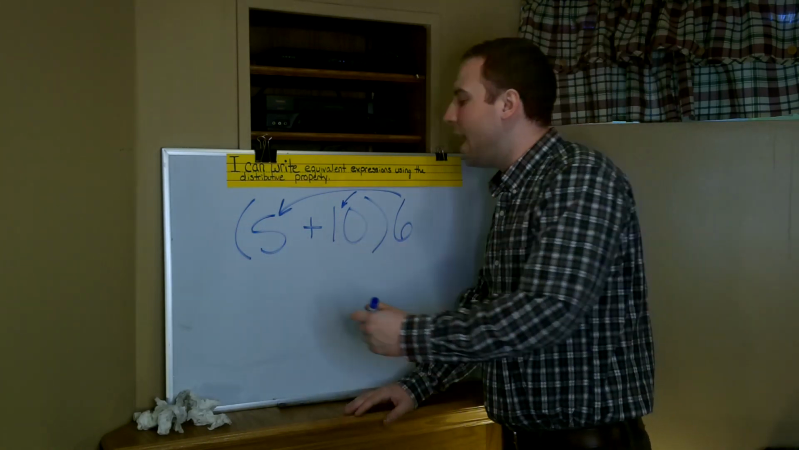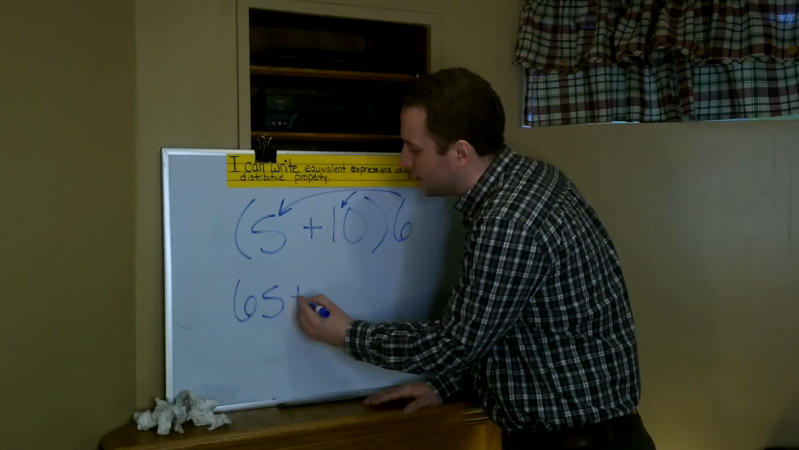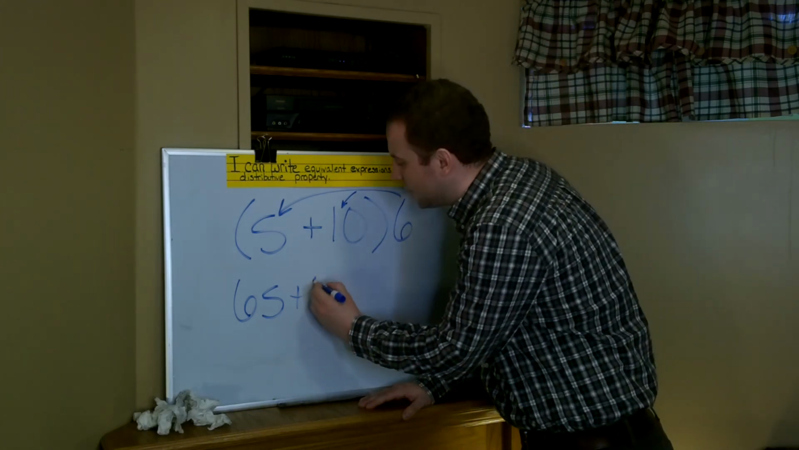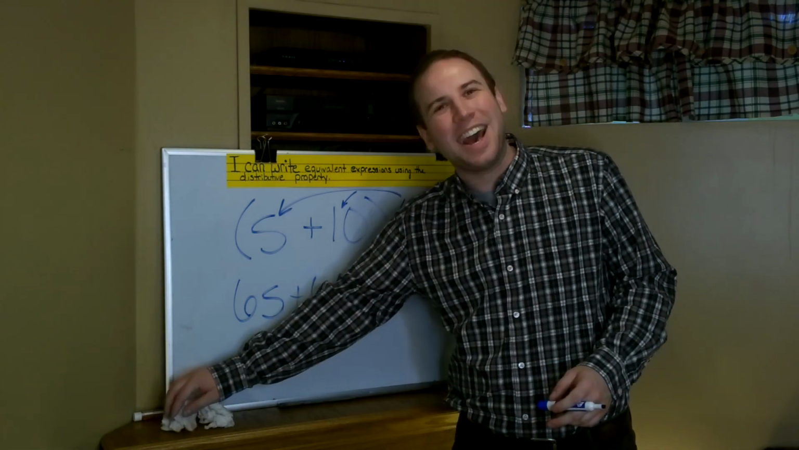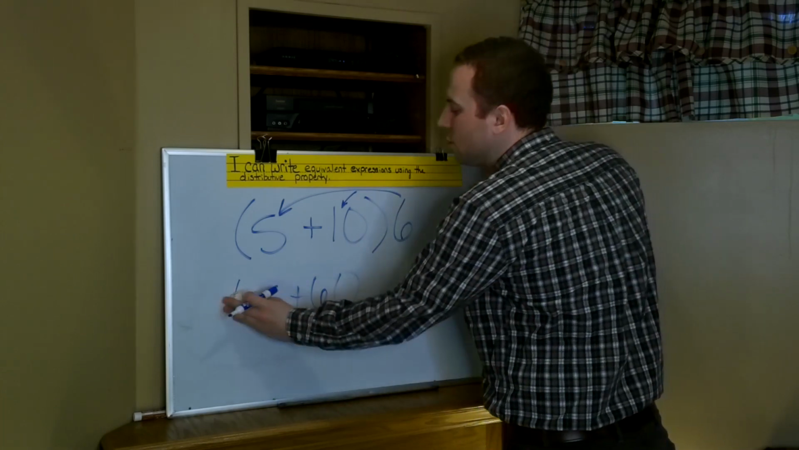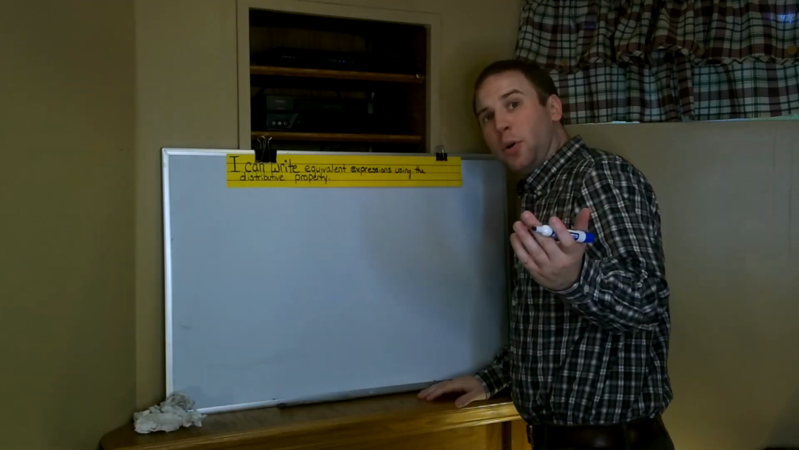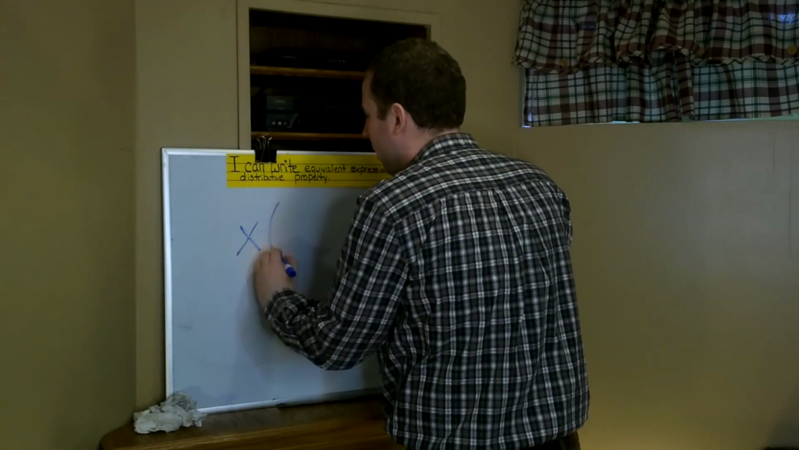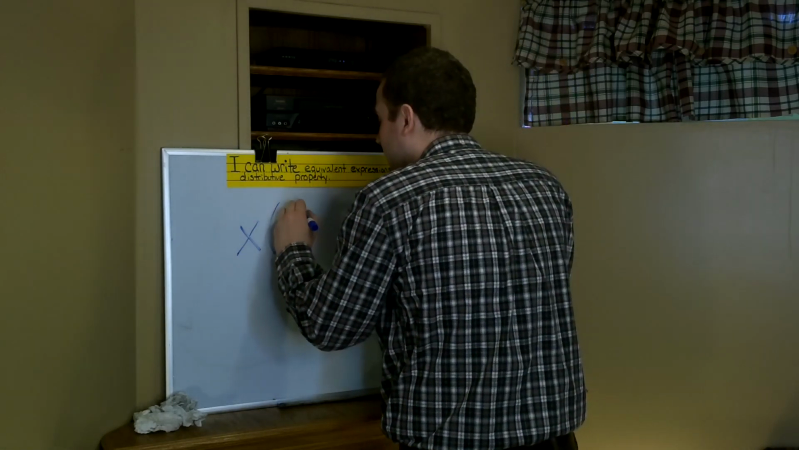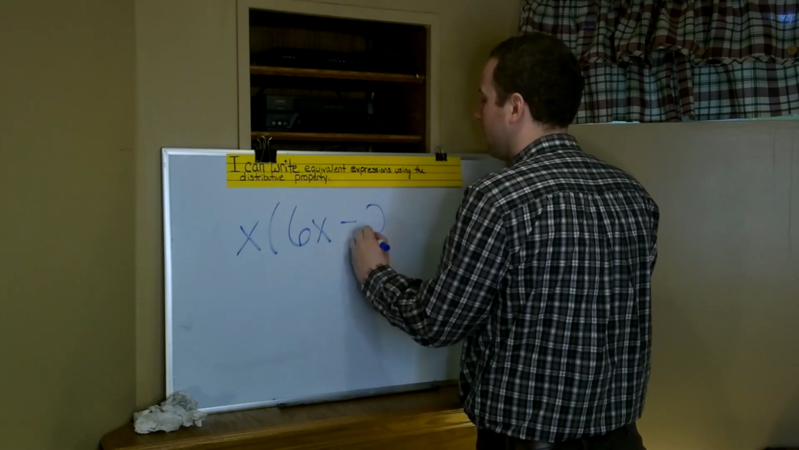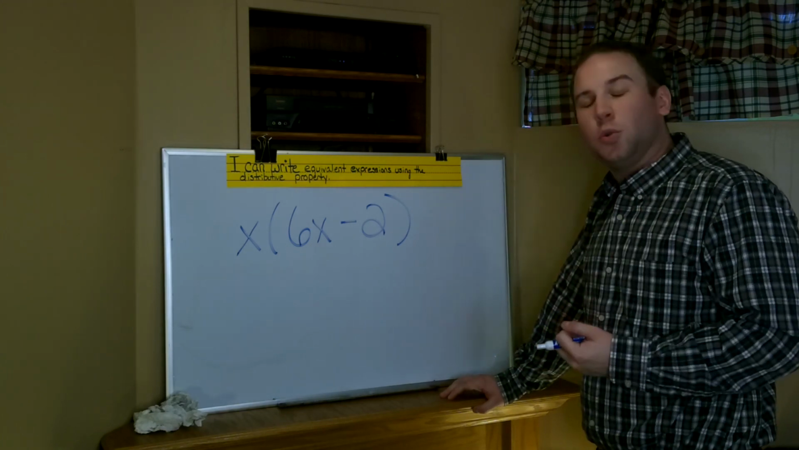So 6 times s will give me 6s. 6 times 10, because again, to the left makes a positive, will give me 60. So my equivalent expression is 6s plus 60. Let's do one more problem, shall we? And using what we've known with exponents previously, let's see what you remember. So instead of a number, we're going to have a variable outside our expression: x, parentheses, 6x minus 2.